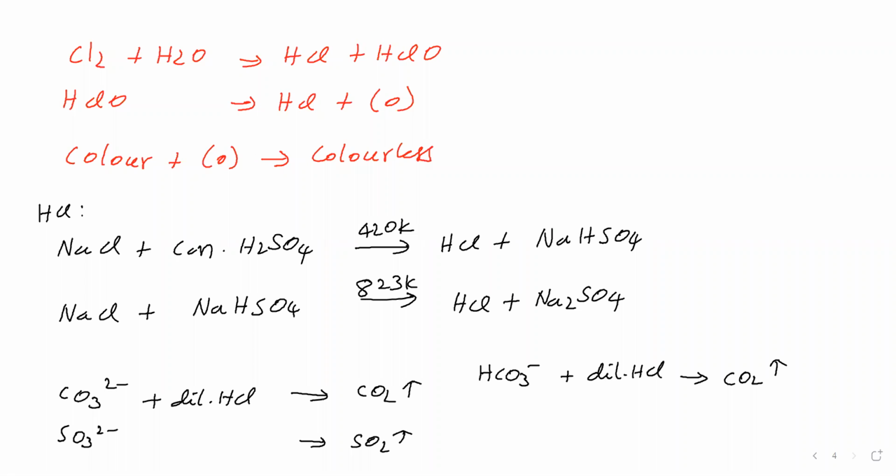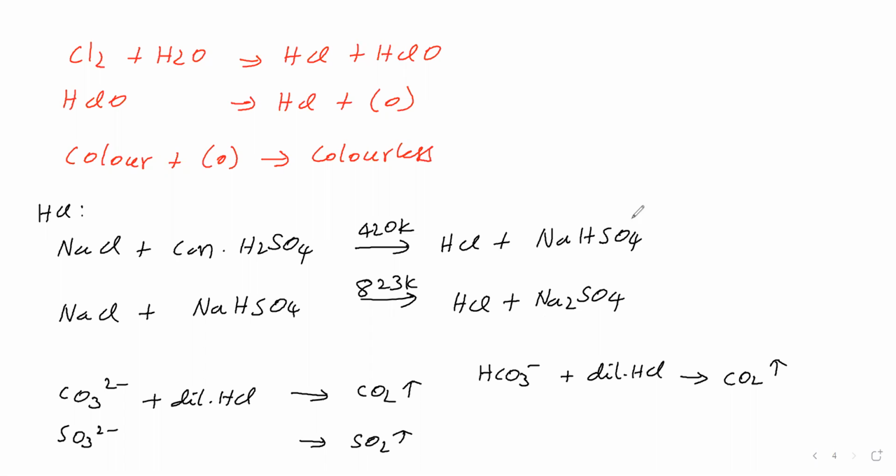Another thing, in the anionic analysis, the dilute acid test. Which ones respond to dilute acid? One is carbonate, which becomes carbon dioxide. Next, bicarbonate becomes carbon dioxide. Next, sulfite becomes sulfur dioxide. Next, sulfide becomes hydrogen sulfide. Then nitrite gives nitric oxide. Okay. Next, we'll see further reactions of dilute HCl.